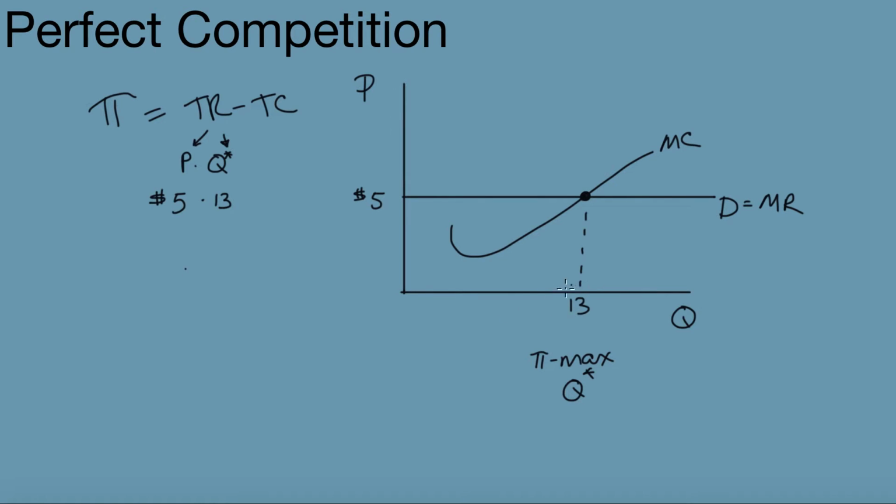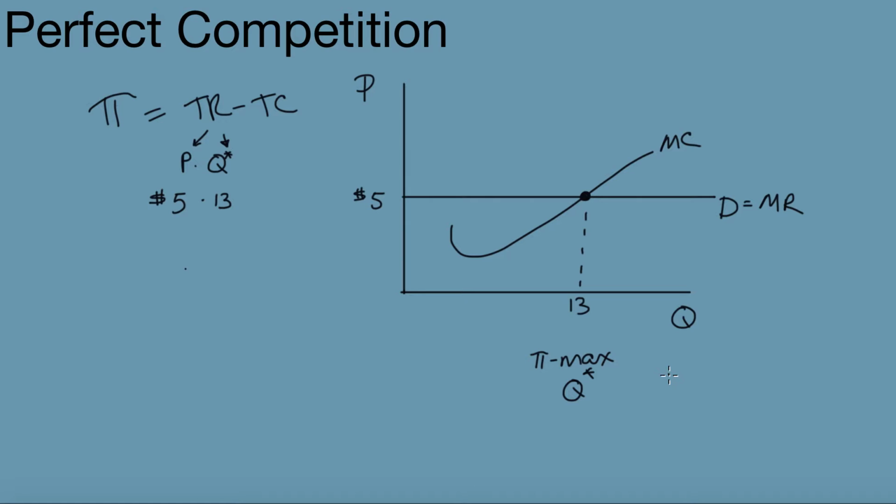We know that they can't have any higher profits than if they produce 13 units. If they produce 14 units or 15 units or 12 units, no other quantity is going to give them a higher profit, but we don't actually know if this firm is having positive profits, negative profits, or zero profits. The one additional curve that we need to bring in is our average total cost curve.